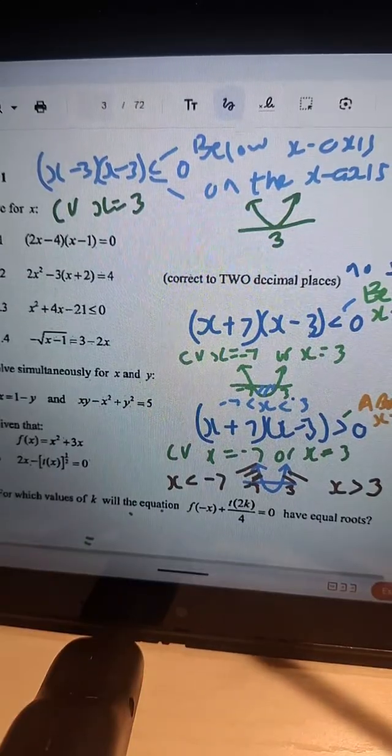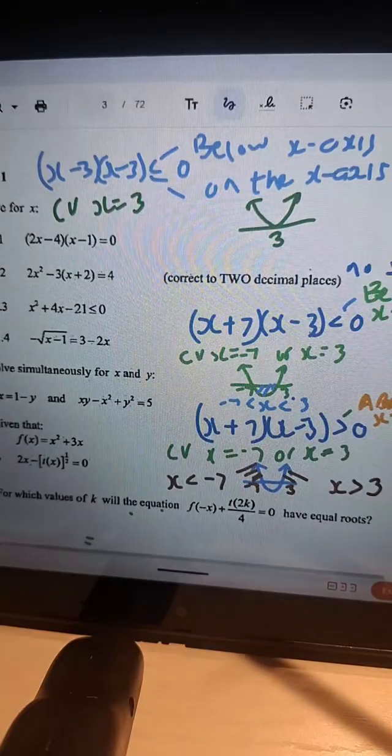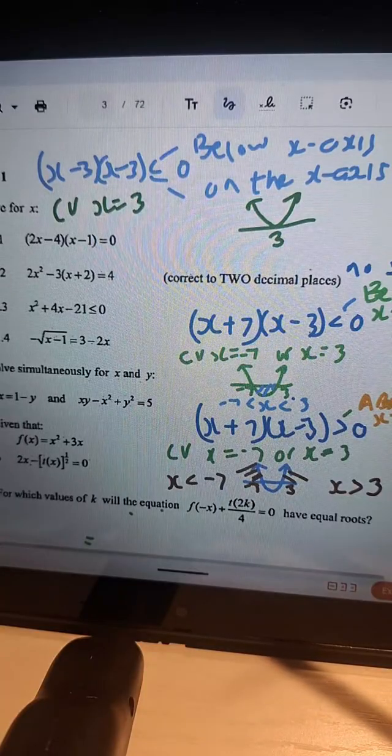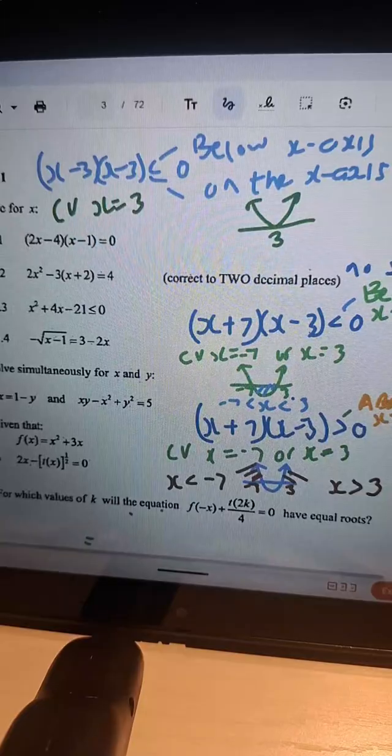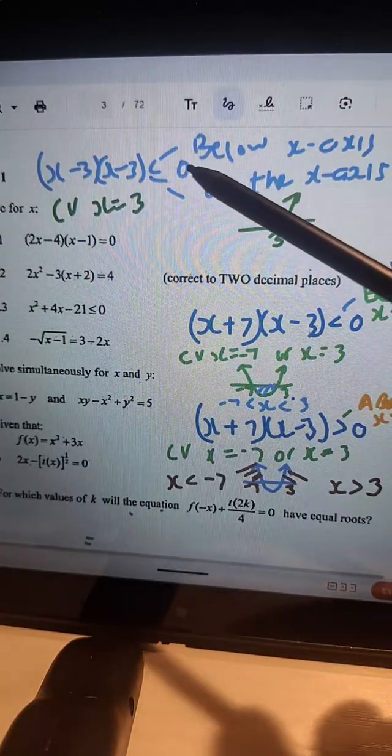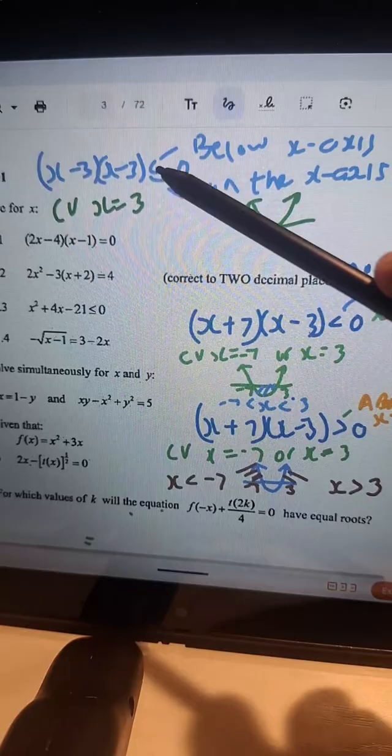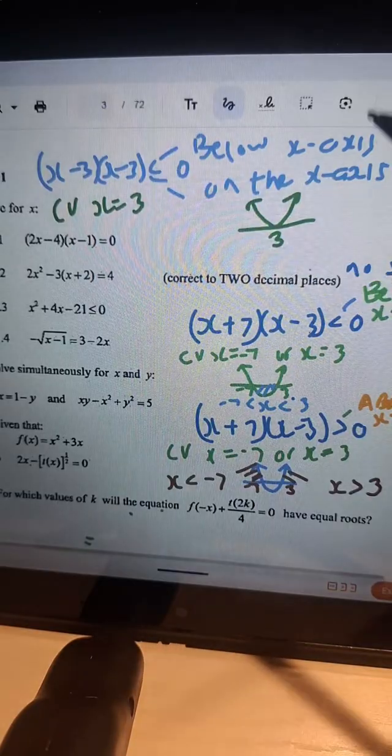Sipe says no. Thank you, Sipe. Thank you so much, guys. It's not found. So we know we have no answer for below the x-axis, but then we need to check equal to 0. Equal to 0 means on the x-axis.